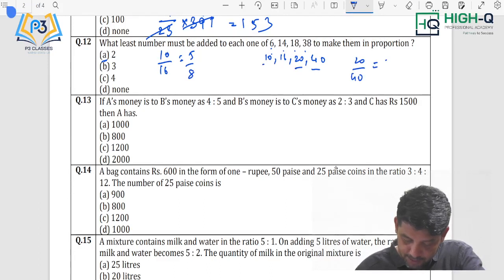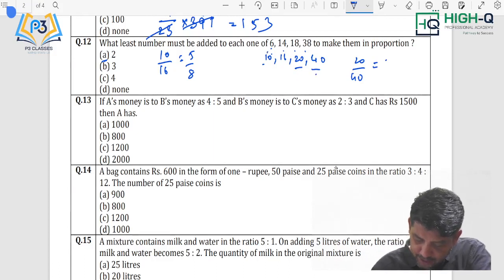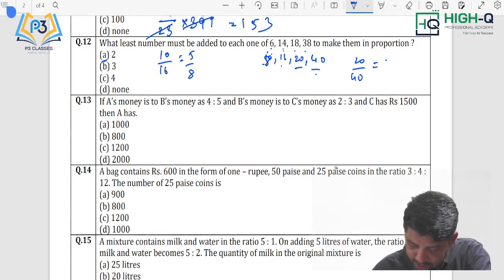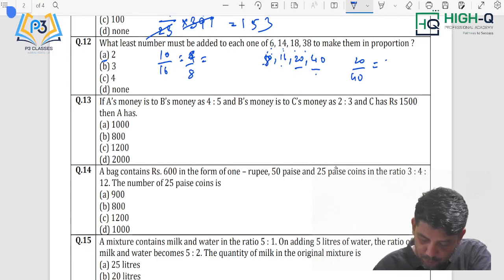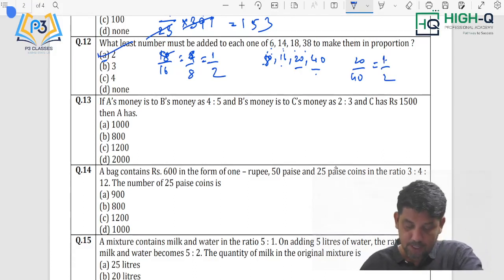Oh, sorry, 8 by 16. Is it 1 by 2? Fine. Is it 20 by 40? Is it satisfying, my dear? Yeah, 8 by 16 is 1 by 2, and 20 by 40 is also 1 by 2. Option A. Okay. Now, next step.